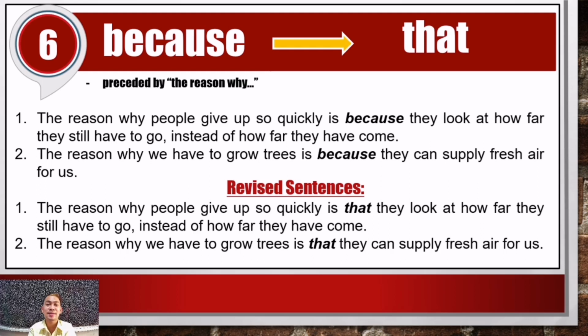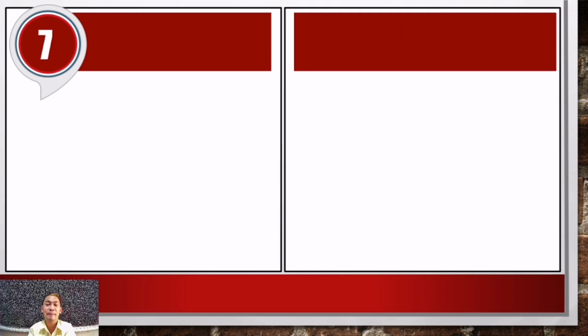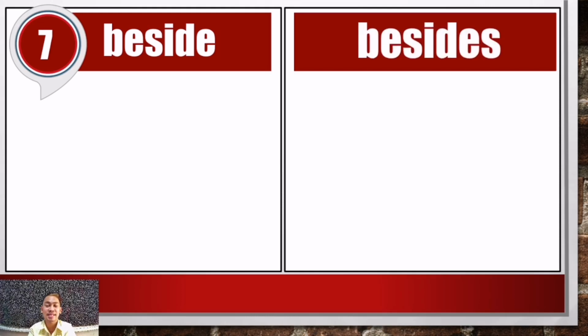All right, now let's proceed to the seventh pair of words, and these are the words beside and besides. So do not get confused about these two because they do not have similarities, except that one can be used either as an adverb or a preposition. Now let's start with the word beside. The word beside is a preposition and it means at the side of or close to, katabi.